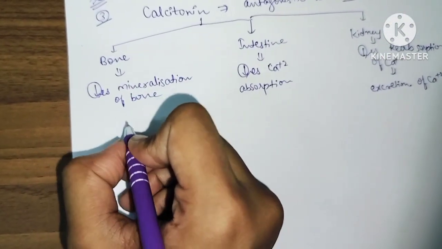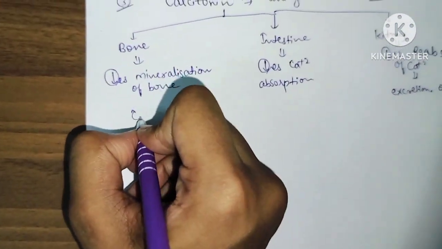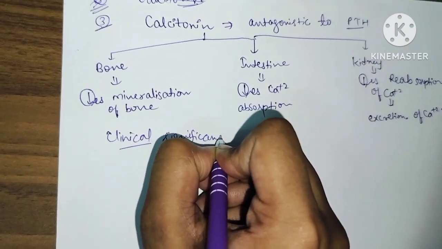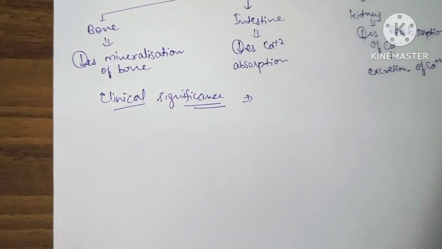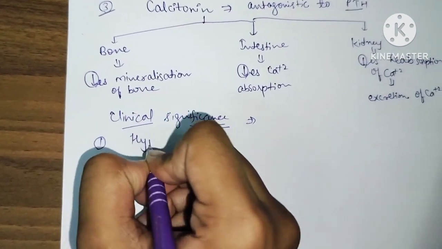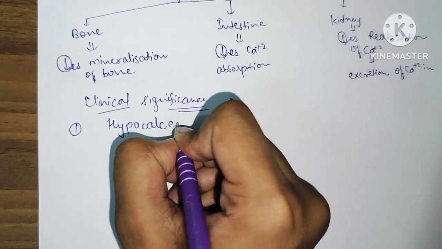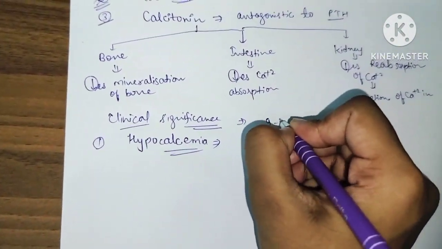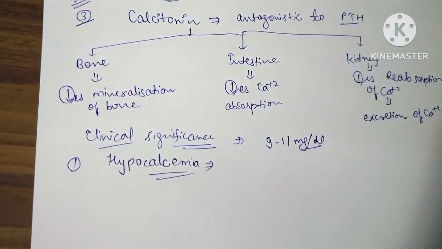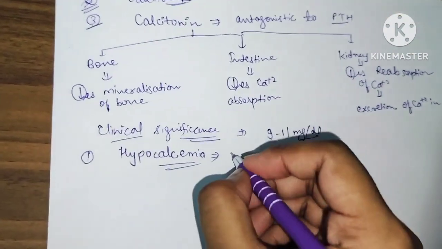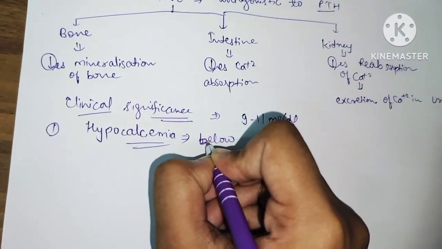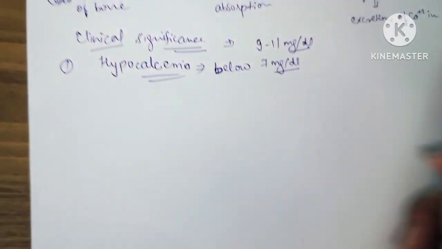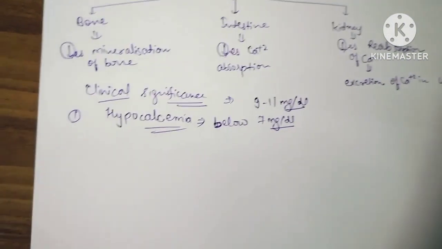Now, clinical significance, meaning the diseases. In this, we will read about hypocalcemia and hypercalcemia. The normal serum calcium concentration is 9 to 11 mg per dl. A fall in the serum calcium level to below 7 mg per dl is a case of hypocalcemia. It is a serious disorder and it can be life-threatening.